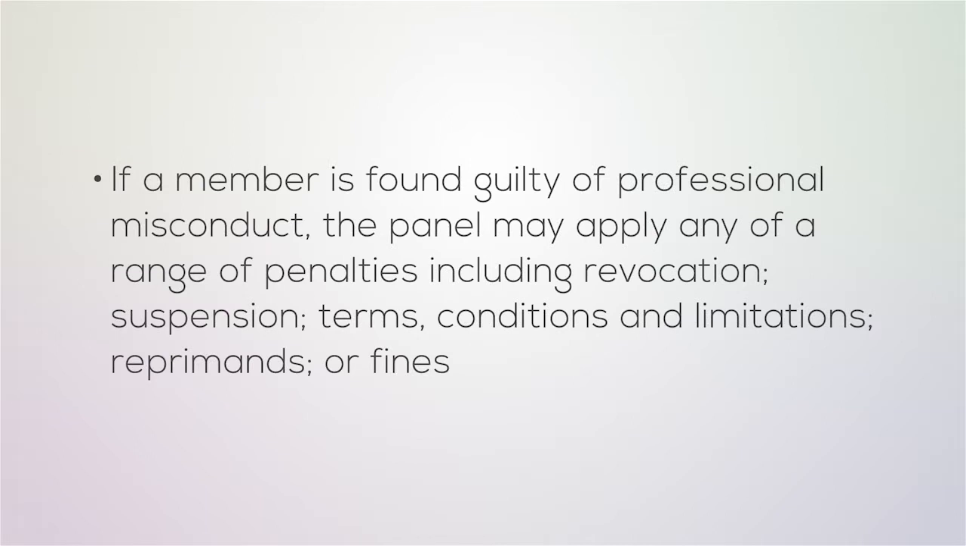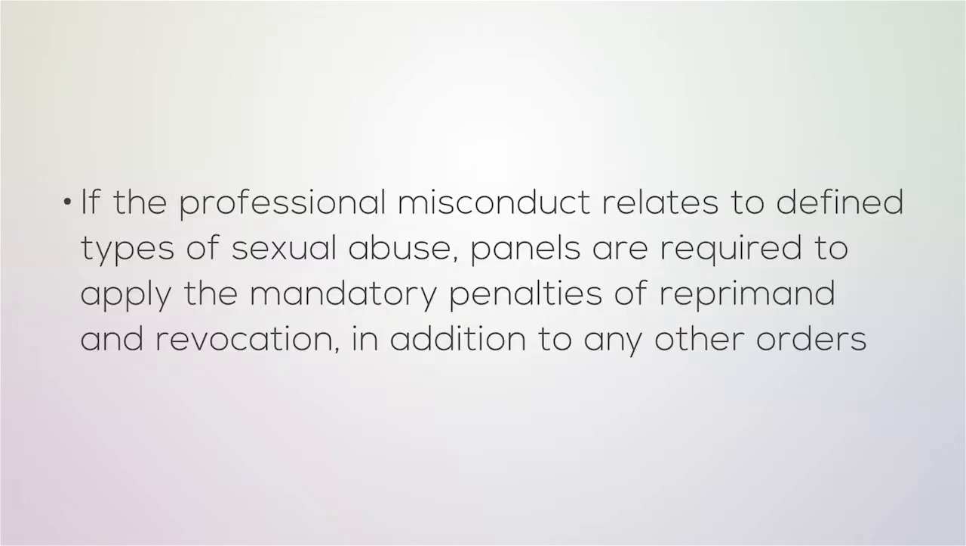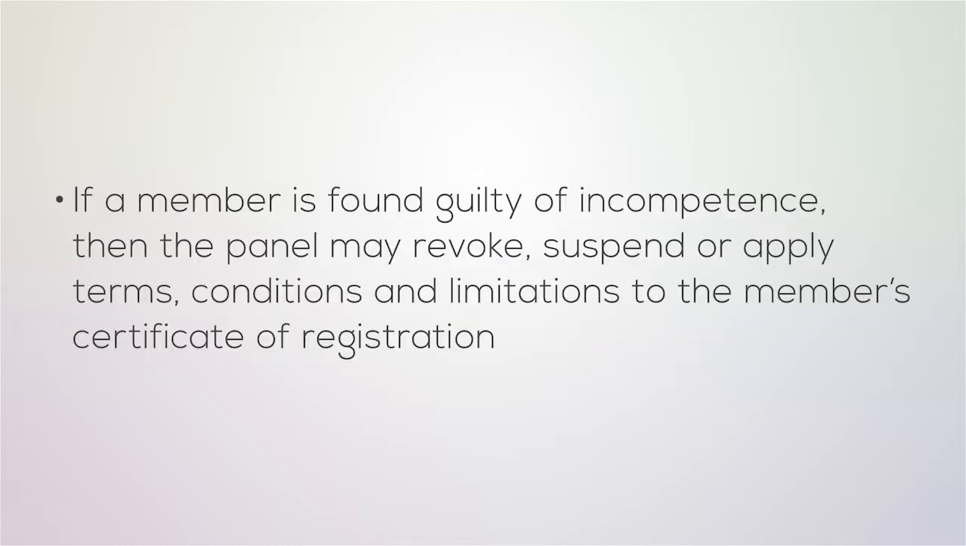If a member is found guilty of professional misconduct, the panel may apply any of a range of penalties, including revocation, suspension, terms, conditions, and limitations, reprimands, or fines. If the professional misconduct relates to defined types of sexual abuse, panels are required to apply the mandatory penalties of reprimand and revocation, in addition to any other orders. If a member is found guilty of incompetence, then the panel may revoke, suspend, or apply terms, conditions, and limitations to the member's certificate of registration.